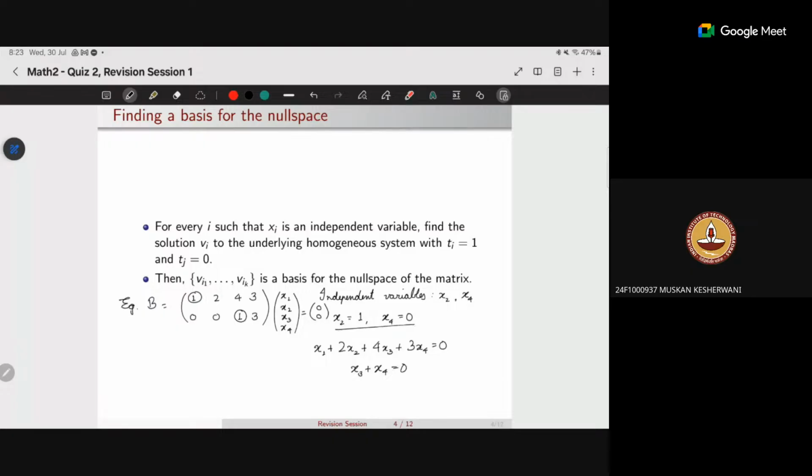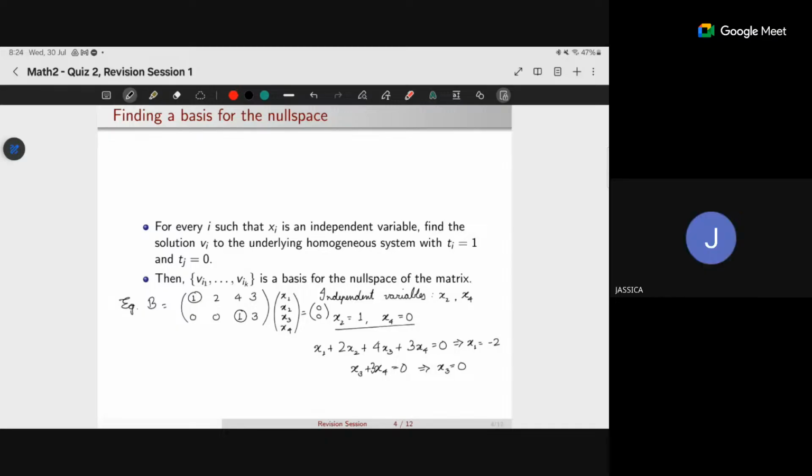In the case we are considering, we substitute x2 equal to 1 and x4 equal to 0. Sorry, the second equation is x3 plus 3x4, but anyway x4 is 0 in this case, so x3 also becomes 0. And if I substitute x3 equal to 0, x4 equal to 0, and x2 equal to 1 in the first equation, I get x1 equal to minus 2. Is this okay?